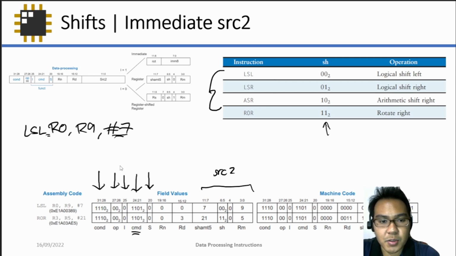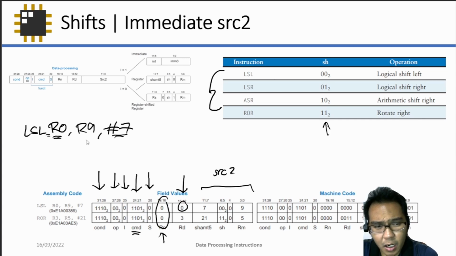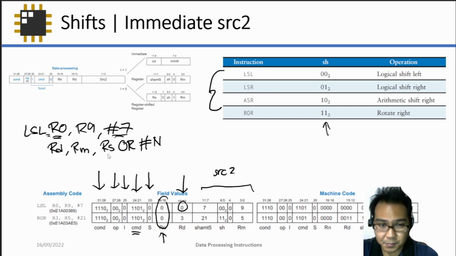Okay. So here we have R0. The destination is R0. Rn is hard-coded to 0. So this thing is actually not Rn for shifts. Rn for shifts is here. So shifts become Rd, Rm, and then either Rs or some sort of immediate. So that's how shifts are written.